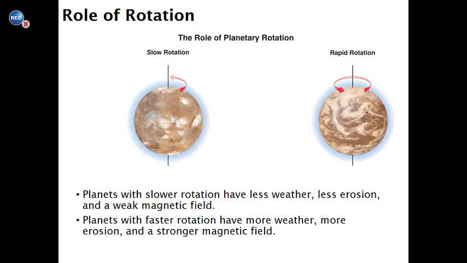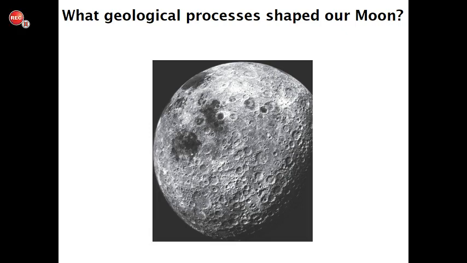There's some other stuff. Slow rotation means the atmosphere has less energy, so there's less weather. Venus has a very thick atmosphere, but it can't do very much with it because it's basically stationary. Fast rotation promotes more weather, promotes more erosion, and if you have a strong magnetic field, that tends to mean that you keep an atmosphere better, which we'll talk about in the next chapter.